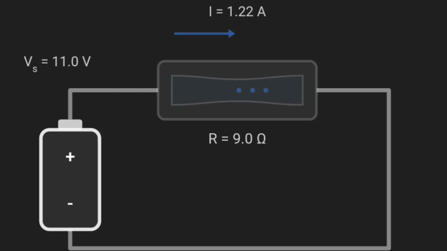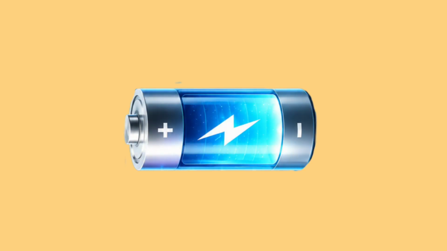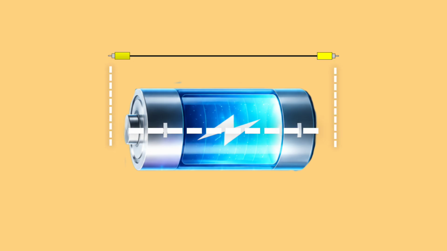Think about a battery. Inside every battery, chemical reactions separate electric charges. One terminal becomes crowded with electrons. The other terminal has fewer electrons. This imbalance creates electrical pressure. The moment you connect both terminals with a wire, the electrons finally have a path. They begin to move, not because they want to, but because voltage pushes them.